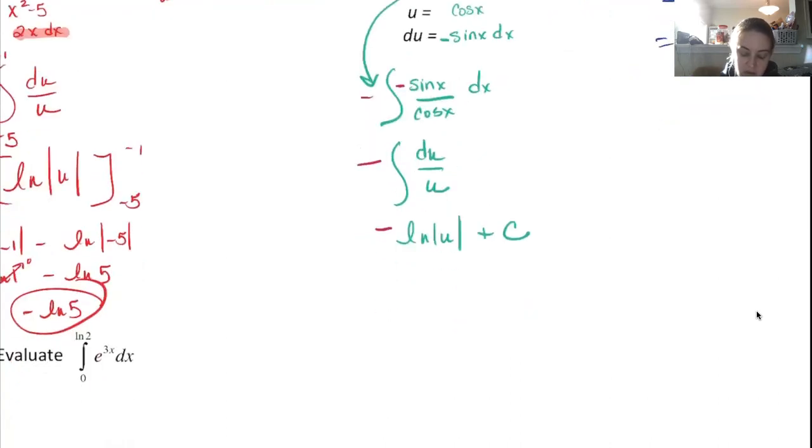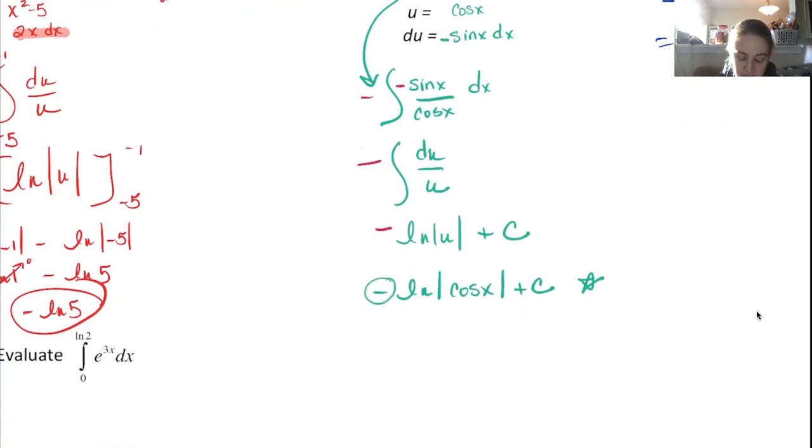So we can't leave the u there. We have to replace it. Negative natural log of cosine of x plus c. Now, I believe there's a spot on your golden ticket on the integral side for tangent. You will see it like this. But this is not the only version that you'll see.